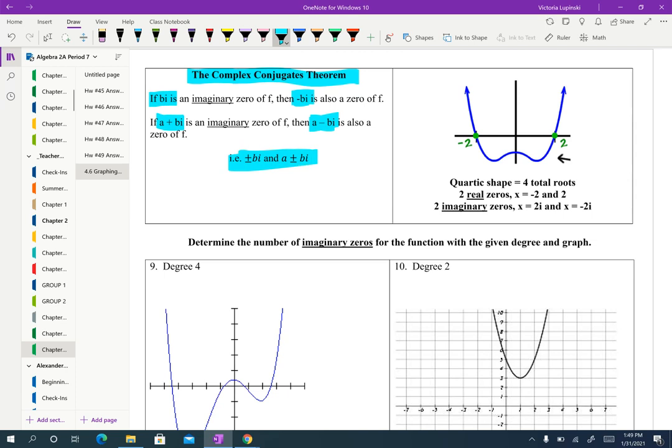Take a look again at the shape at the right here. Because it's a quartic, it has 4 total roots. We can clearly see that there is one at -2 and there is one at +2. But if you take a look at the x-axis otherwise, there does not appear to be anywhere else that the graph is crossing. So how is that possible? We know that there has to be 4 total solutions, but we can only see 2 of them.